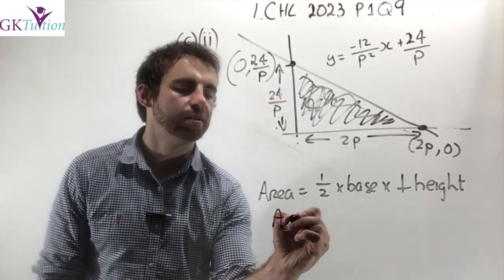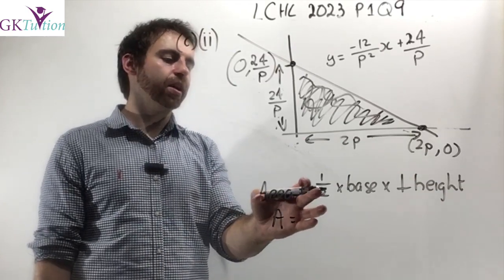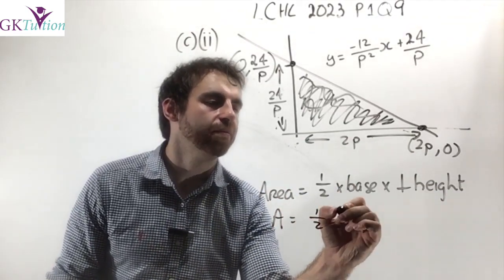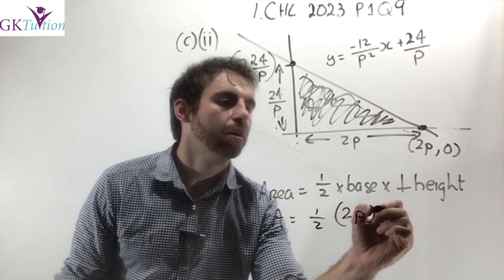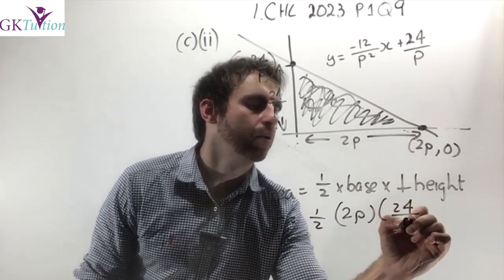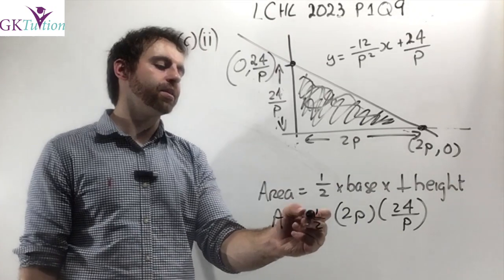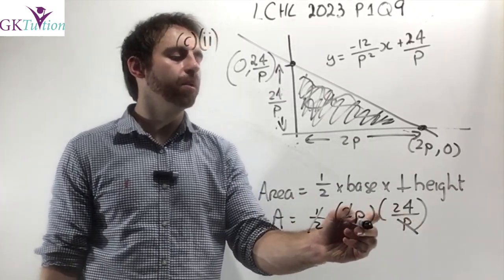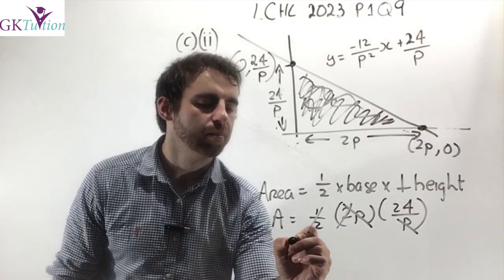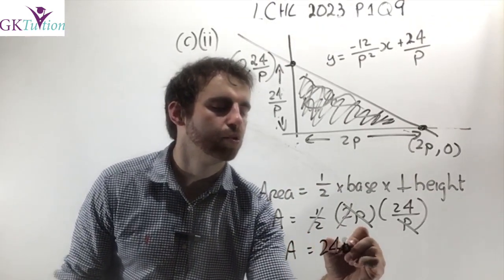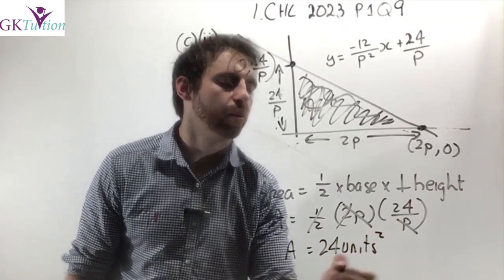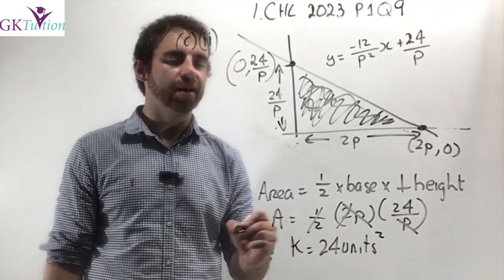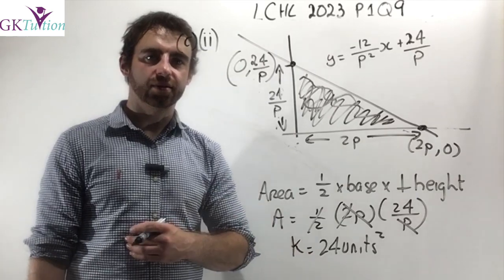So now I can sub into my formula that the area of a triangle is a half by the base by the perpendicular height. In other words, it's a half multiplied by 2p multiplied by 24 over p. Now in this case, a half multiplied by 2 is simply 1. A p on the bottom and a p on the top cancel out. So my answer works out as A is equal to 24 units squared. And in this case, we were told that the area is represented by the letter k. So that's your final answer for C part 2.